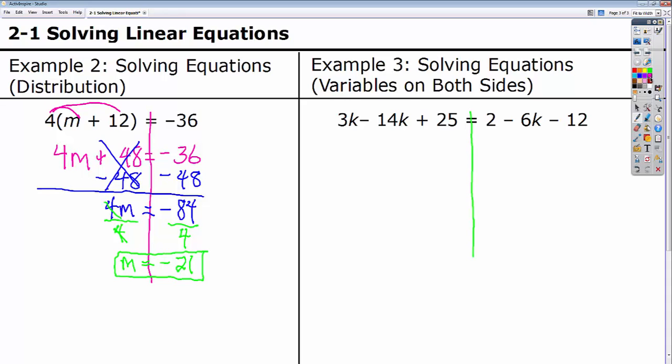Before you try to get those on the same side, you want to first simplify both sides as much as possible. So the left side, for instance, I notice I have like terms. I have a 3k and I have a negative 14k. So I can combine those together, add the coefficients. 3 minus 14 is negative 11k. Nothing to do with this 25, so we'll just bring that down. And then over on the right side, I notice I have 2 constant values that are like terms that I can add together. So I'm going to write my k first, negative 6k, and then 2 minus 12 is negative 10.